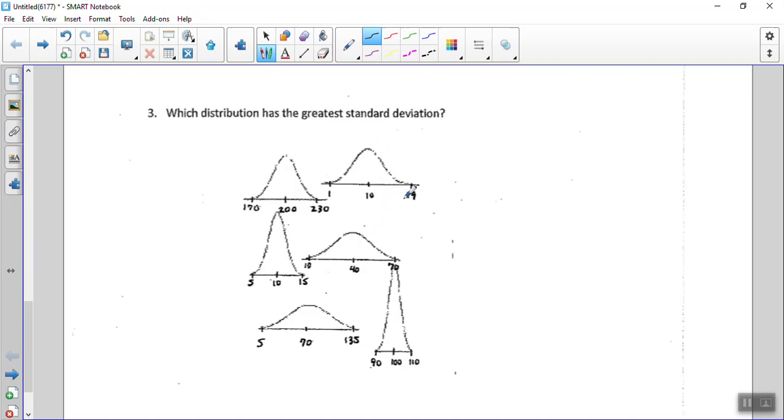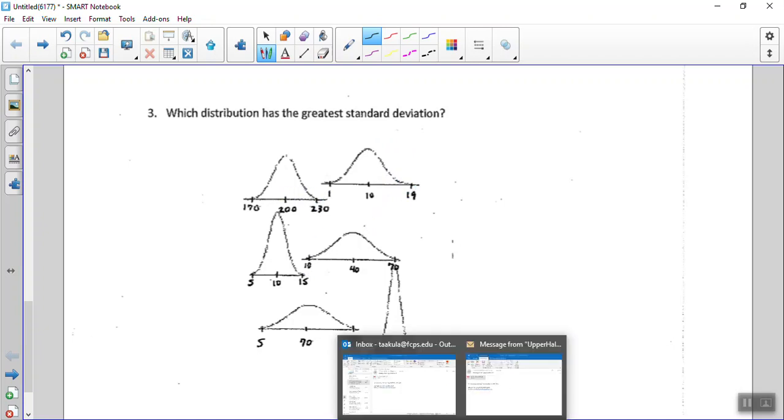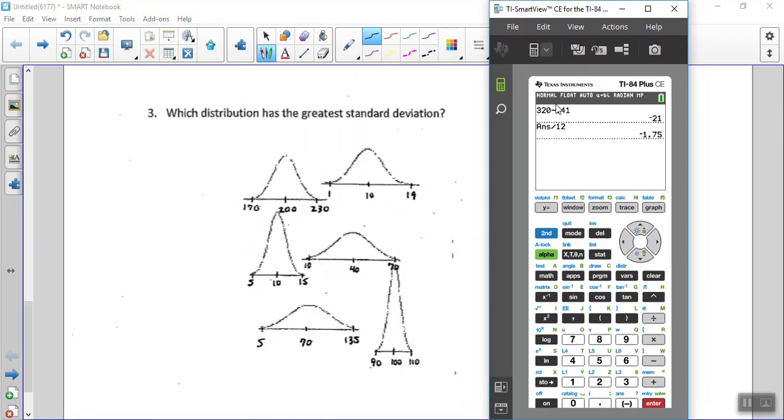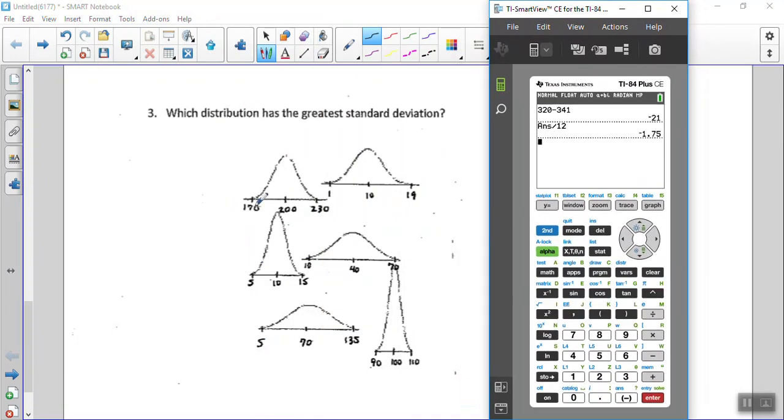Which distribution has the greatest standard deviation? So we need to look and see what the difference is between all of these numbers to see which one has the greatest standard deviation. For this one, the difference between 170 and 200 is, you can do 200 minus 170, and you get 30. So here the standard deviation looks like it's 30.